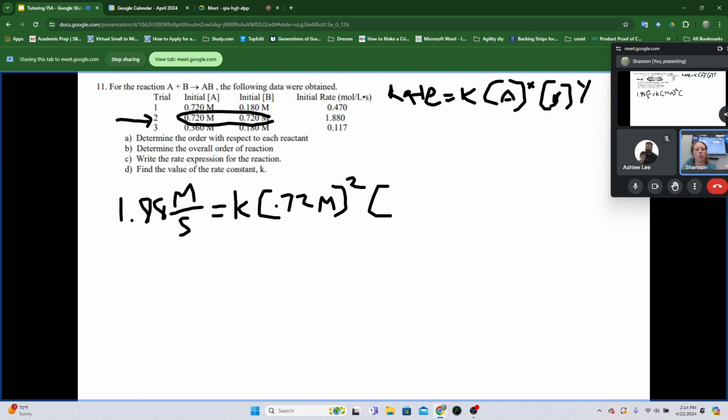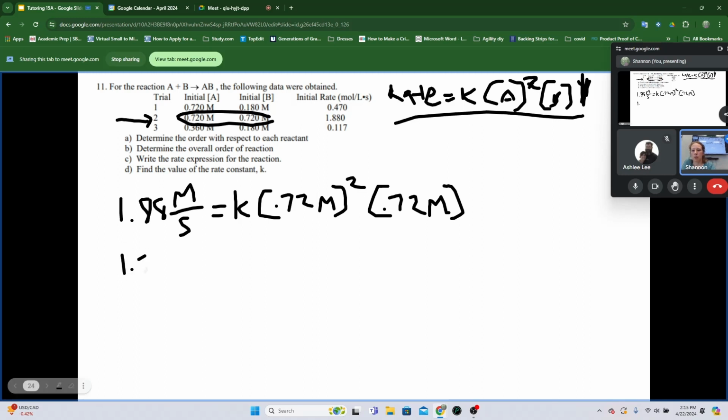Okay, my concentration of B is also 0.72 molar, and my order for that was 1 based on what we determined in part A. Okay, so like part C in this would be basically this right here, but filling in the x and the y, so putting in a 2 and a 1 here. We kind of just skip that and just give me the whole rate equation with the k.